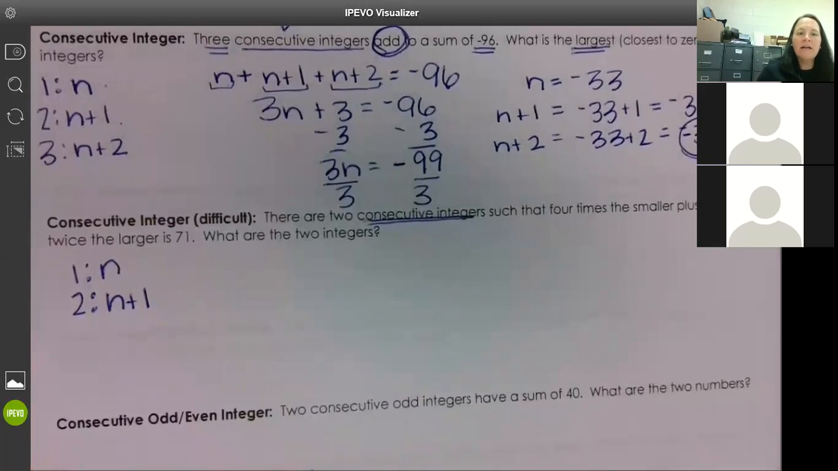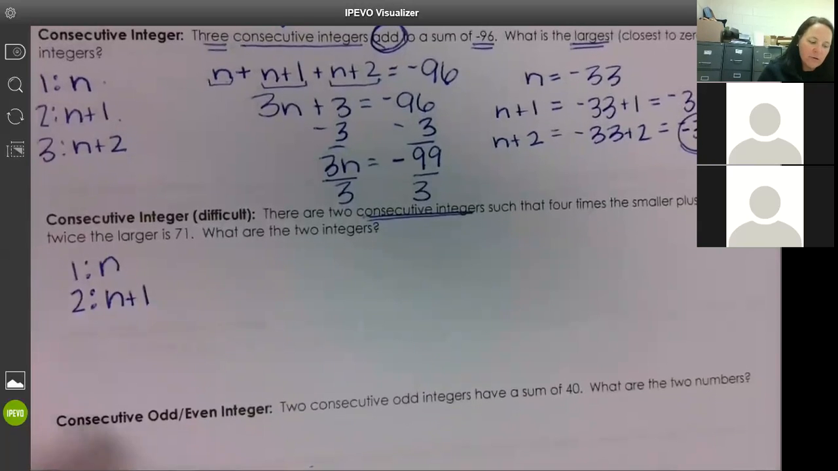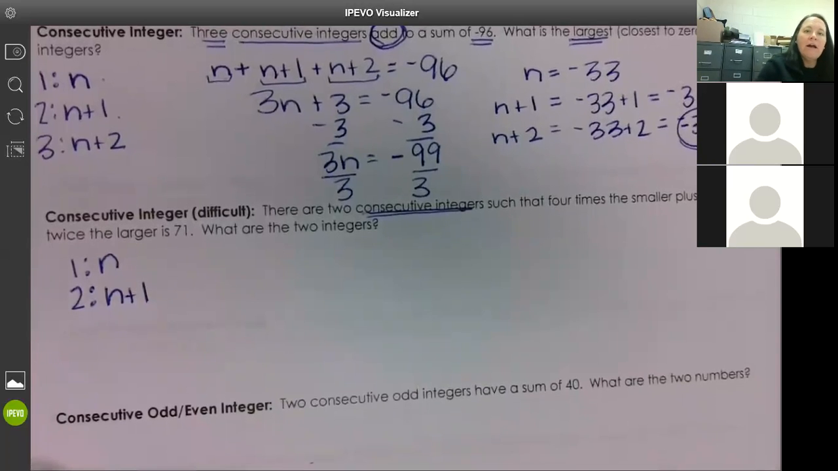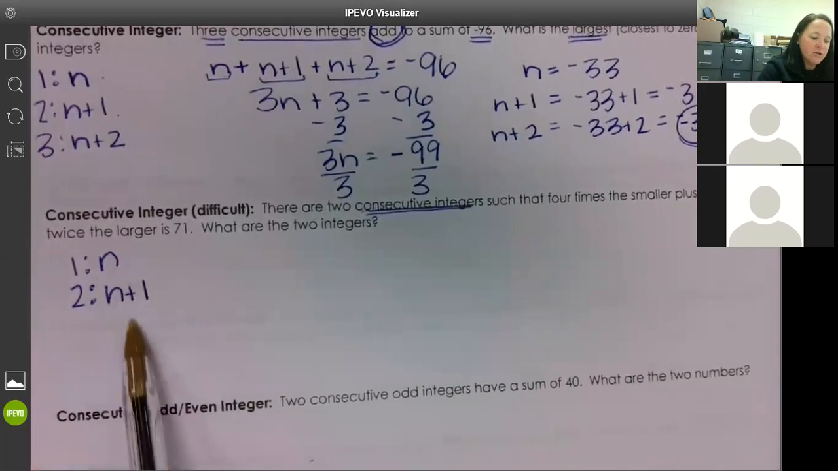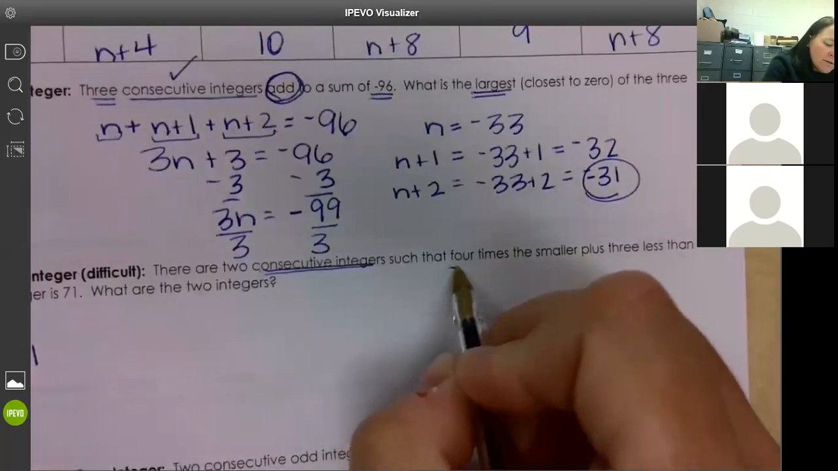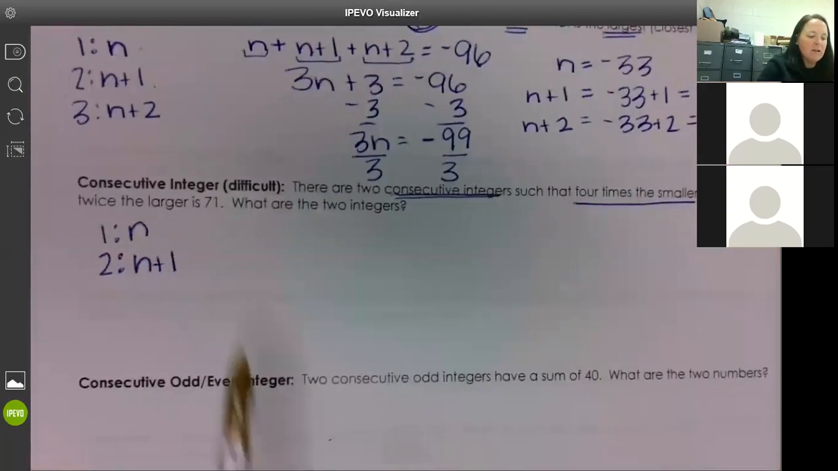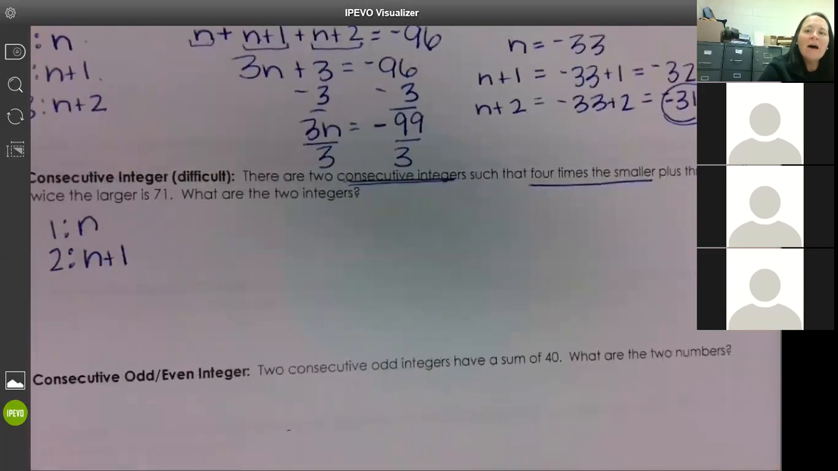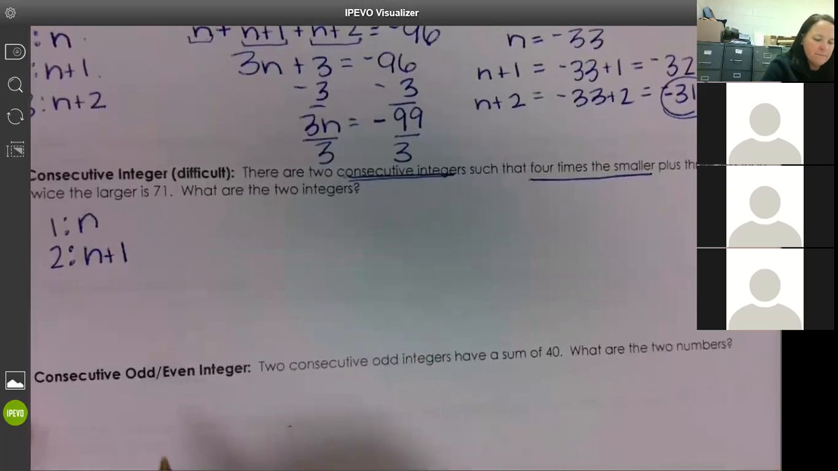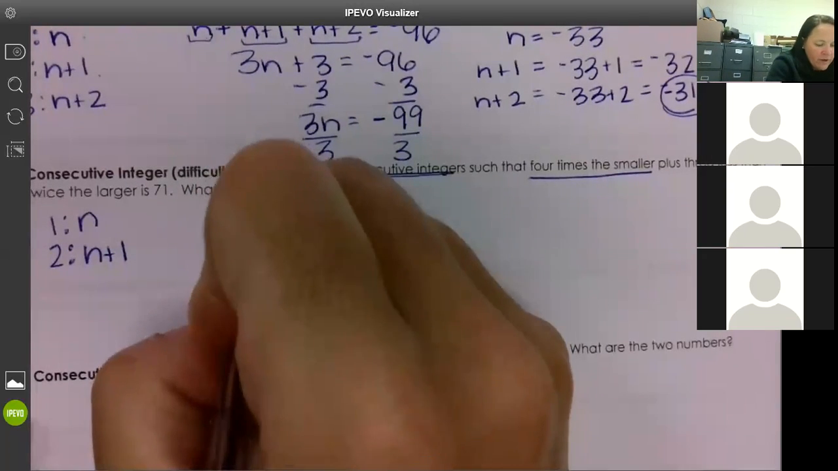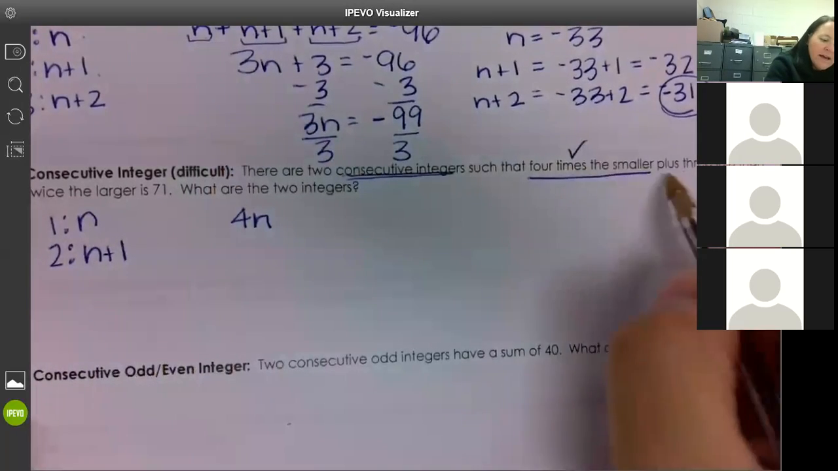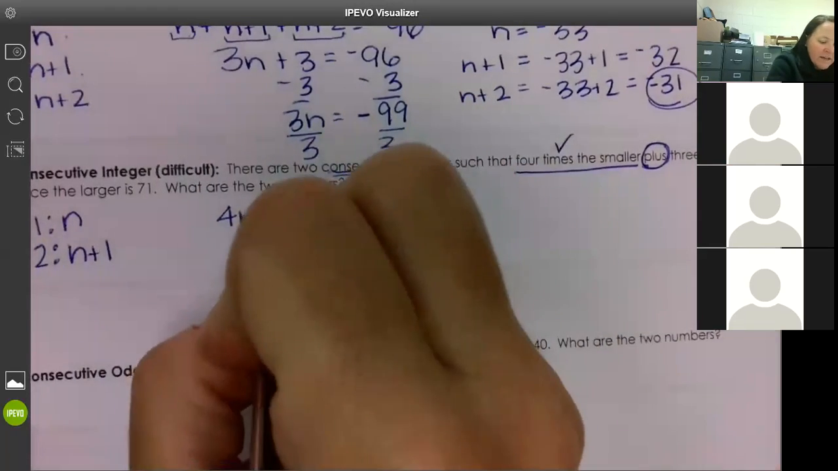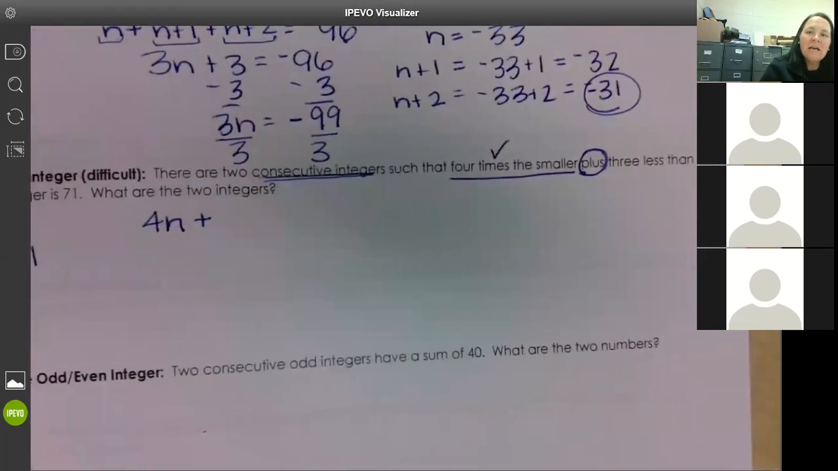All right, so this is where it gets a little bit crazy. You have to read slowly, okay? Sometimes I have to read it real slow, so don't feel bad if you have to. All right, 2 consecutive integers right here. 4 times the smaller. Which one is the smallest, n or n plus 1? N. So how do I do 4 times that? 4n. Perfect. So that's that one. It says plus, so what do I write? Add.